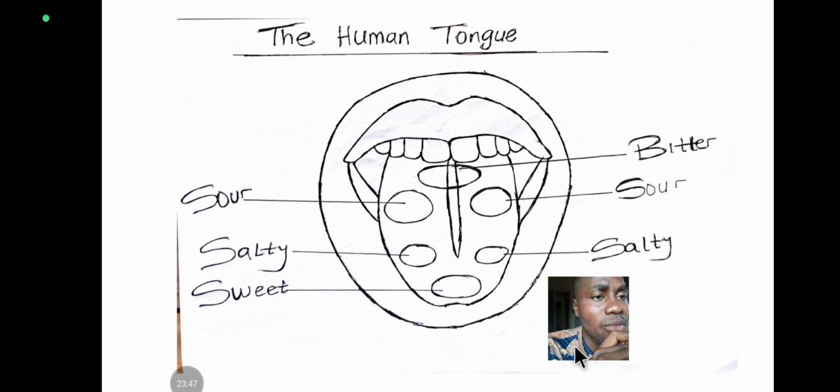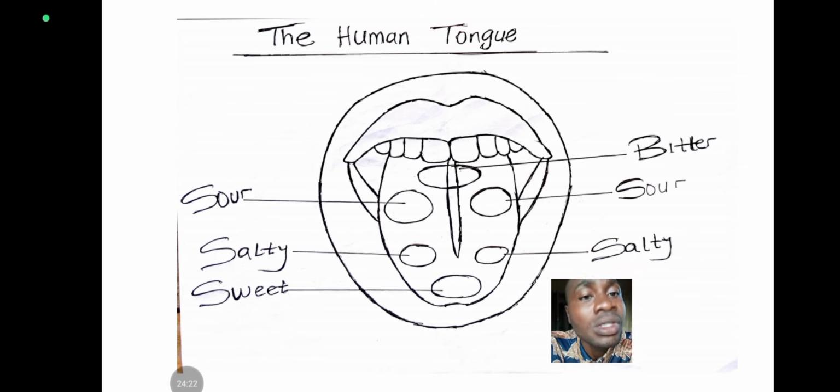This is the diagram of the tongue, and I told you that we are going to look at the parts of the tongue that detect the various tastes: sweet, bitter, salty, sour. They can set a question for you: the part of the tongue that detects bitter taste, the receptors are found where? The taste buds are at the back of the tongue. Just know that anything bitter is for the back of the tongue.